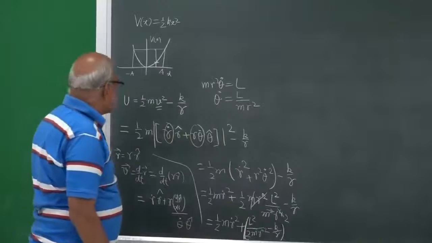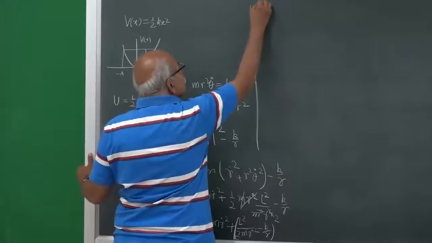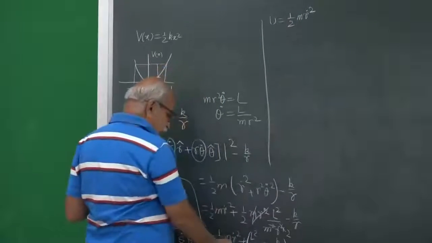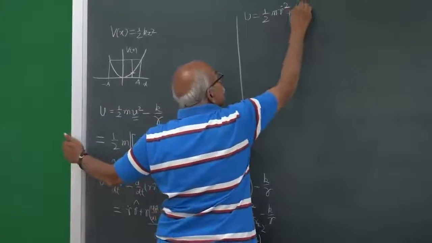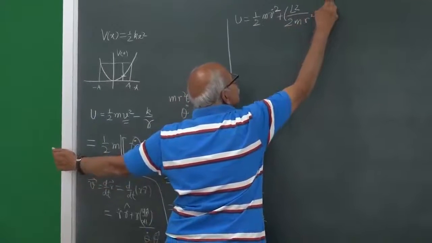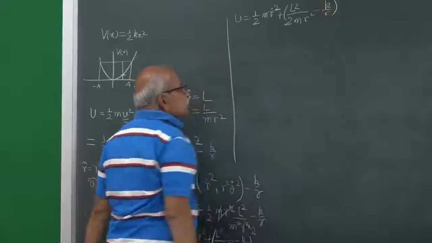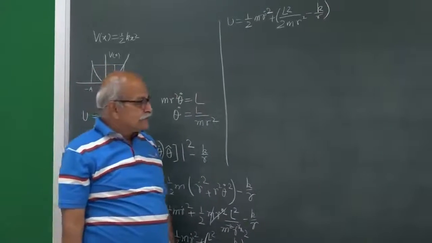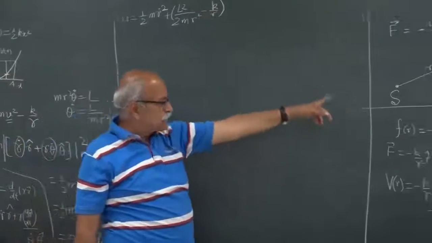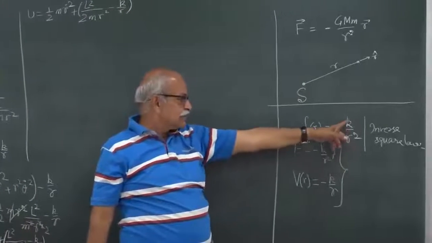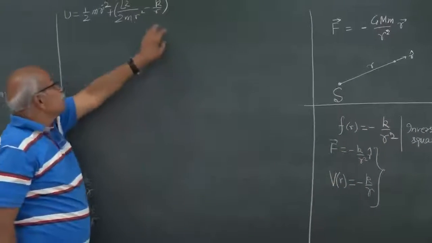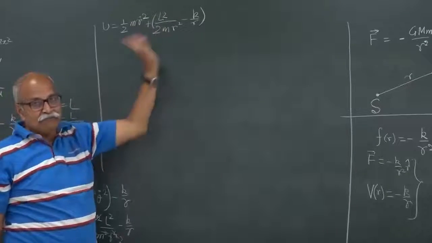This is it. So, the total energy U is equal to half m r dot square and then plus L square by 2 m r square and minus k by r. This you can do with any central force, not necessarily inverse square, only this term will be different. If you change the force law, if it is not inverse square, if the attractive force is something else, then this will be something else, and only the change will come here, this part will still remain the same.